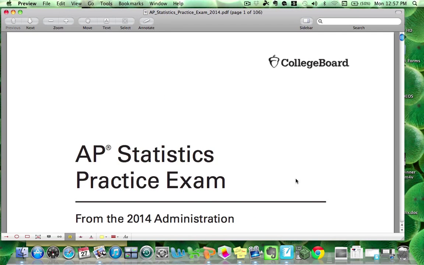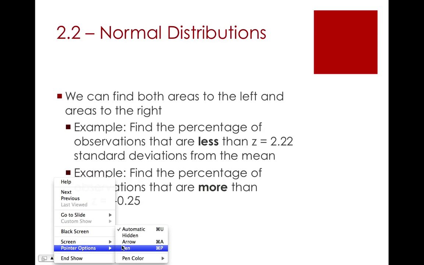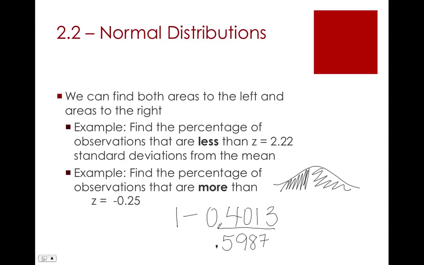Now wait a second, because I'm not done. I got 0.4013, but remember, that was the area to the left, and I wanted the area to the right. So I need to do 1 minus 0.4013, and I'm going to get 0.5987. So the answer is 59.87% or 0.5987. Guys, you can leave these as a decimal or you can rewrite them as a percent, whatever you feel more comfortable with. I have a slight preference towards leaving it as a decimal, but it really is up to you.